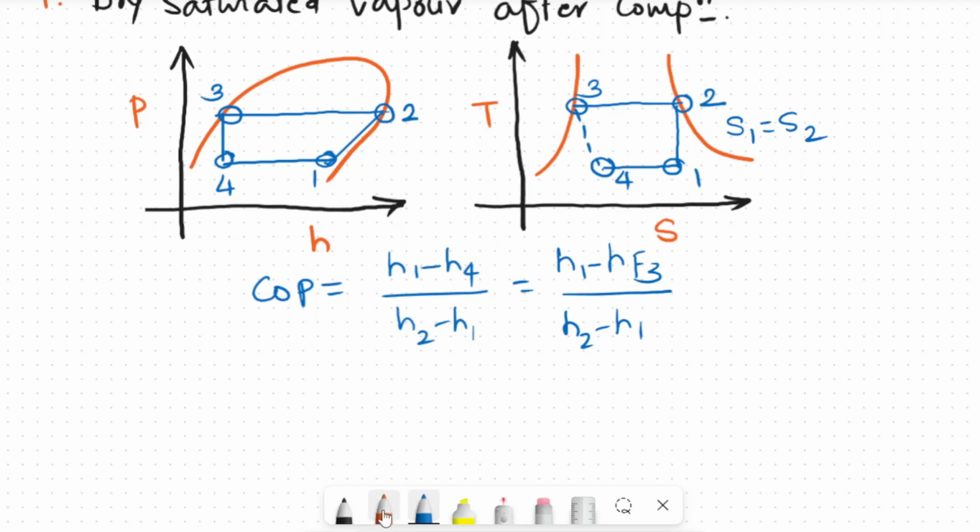Next cycle, let us talk about an important cycle, that is the vapor compression cycle with wet vapor after compression.